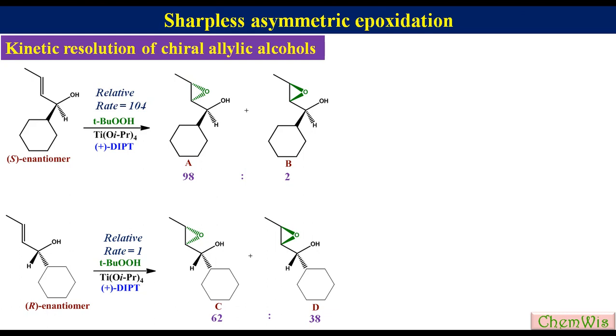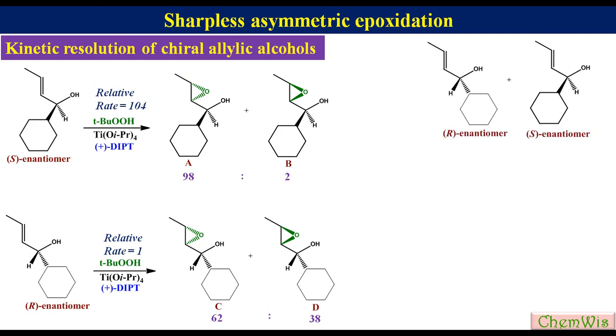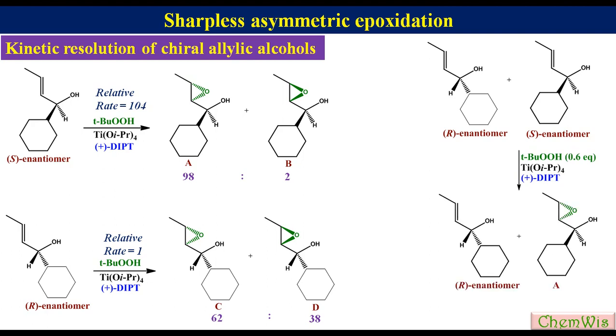Because of these factors, the rate of reaction of S enantiomer is found to be 104 times faster than R enantiomer. So, if we allow a racemic mixture of this alcohol to react with 0.6 equivalent of tert-butylhydroperoxide in the presence of plus DIPT, S enantiomer being 104 times more reactive mainly reacts to give epoxide A, and R enantiomer is recovered with more than 96% optical purity. Similarly, reaction of racemic mixture of this alcohol with minus DIPT will leave S enantiomer unreacted.